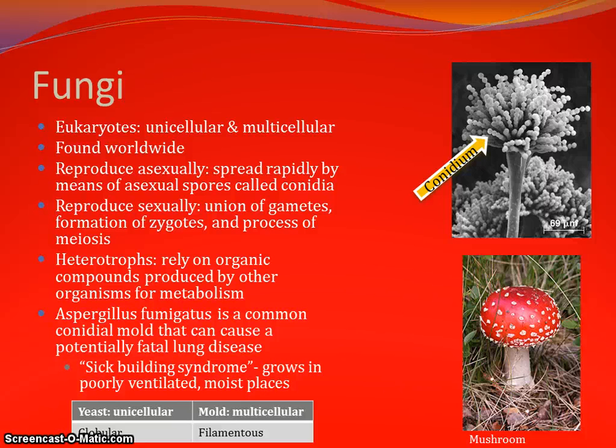The common term for this is sick building syndrome, and it means that this mold, which grows in poorly ventilated air and moist places, is the cause of that. And going back to the fact that fungi are unicellular and multicellular, yeast, a division of fungi, is unicellular and has a globular form, and mold, which is multicellular, has a filamentous form, more like a rod shape. An example of fungi are mushrooms, which you can see in the picture in the lower right-hand corner.